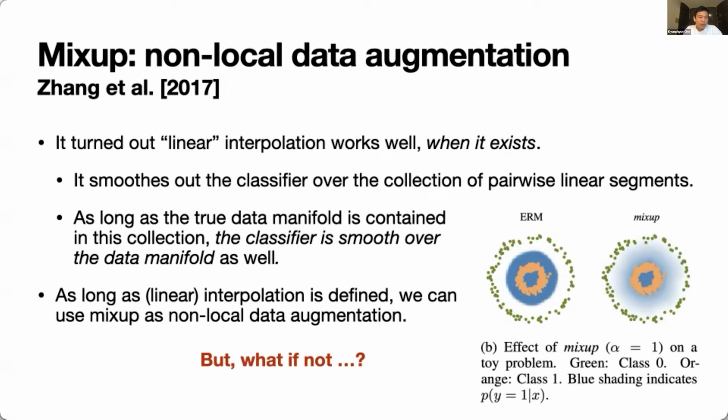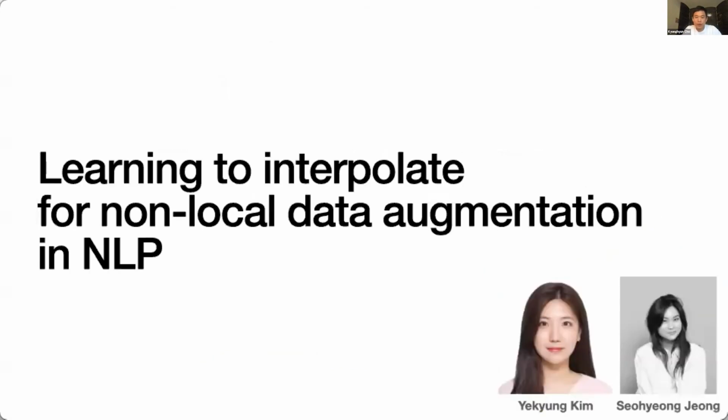So that's great. But unfortunately, there are many domains such as natural language where such a trivial linear interpolation is not there, or we are not aware of one. So this is where our idea comes in: can we train a language model to learn to interpolate in natural language processing so that we can use it for non-local data augmentation? This is a collaboration with the research scientists from Hyundai Motors, Ye-kyung and Seohyung.